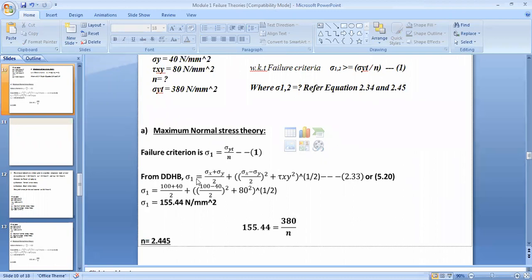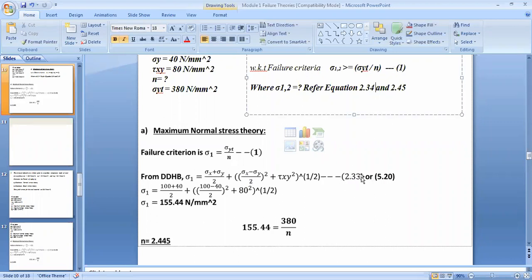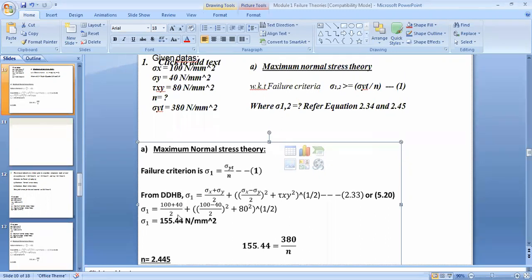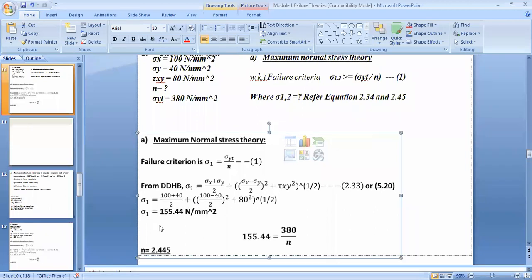Then from the design data handbook, sigma 1 is equal to sigma x plus sigma y by 2 plus the square root of sigma x minus sigma y by 2 whole square plus tau xy square. This is equation number 2.33, or 3, 4, please check. Now we know sigma x is 100 Newton per mm square, sigma y is 40, right? Tau xy is 80. Substitute and calculate. Finally, we will get sigma 1 as 155.44 Newton per mm square.